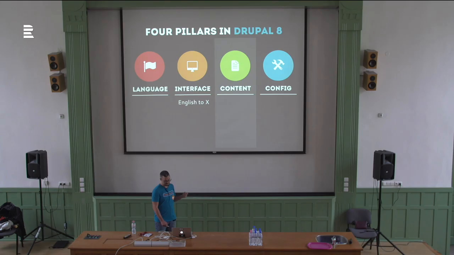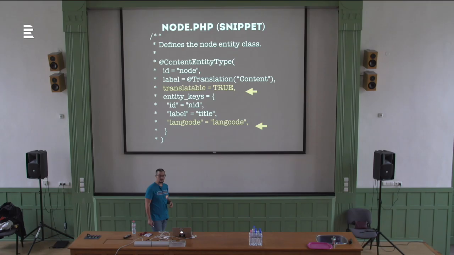Next pillar is the content translation, and as we said, it's not based on creating copies of nodes, but translations are actually saved in the same nodes by using field translation. So if you are defining your own content entities, as in this snippet from Node.php, we create annotations in our class. We have a class extending from the content entity base class, and there you can add your annotation where you define the metadata of your entity, like the ID is node, and here you define if your content entity can be translatable or not by the translatable key. You can say translatable true, and that makes your entity translatable.